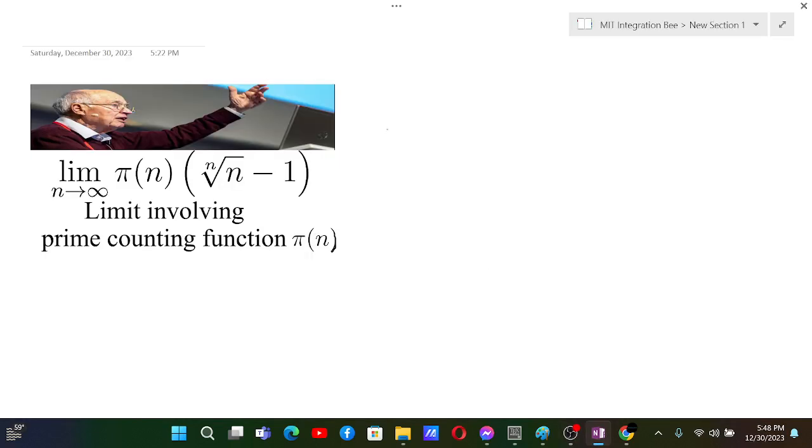Limit involving prime counting function pi of n. So before we move to this limit, first of all let us have a general idea of pi of n. The function pi of n basically finds how many prime numbers there are which are less than n. So basically, the number of prime numbers which are less than n.